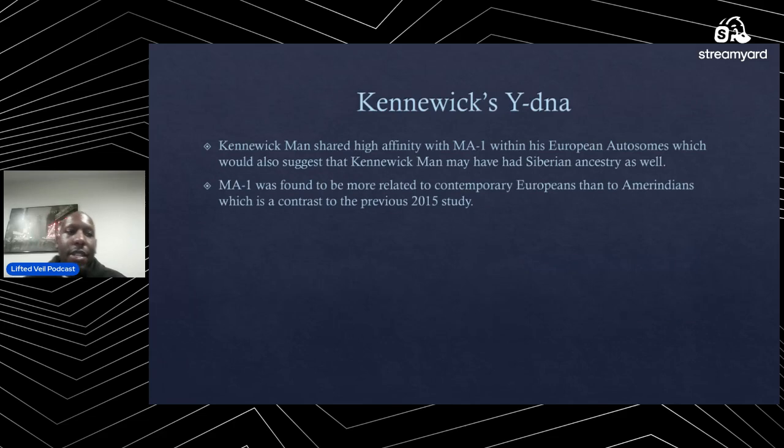Kennewick's Y-DNA. Kennewick Man shared high affinity with Malta 1 within its European allosomes, which would also suggest that Kennewick Man may have had Siberian ancestry as well. Malta 1 was found to be more related to contemporary Europeans than to Amerindians, which is a contrast from the previous 2015 study.